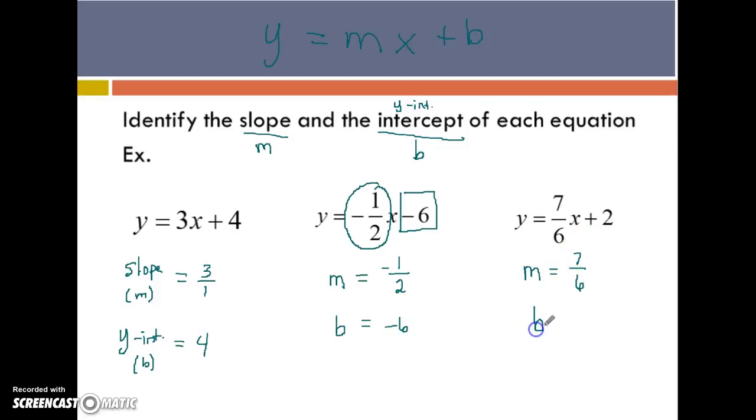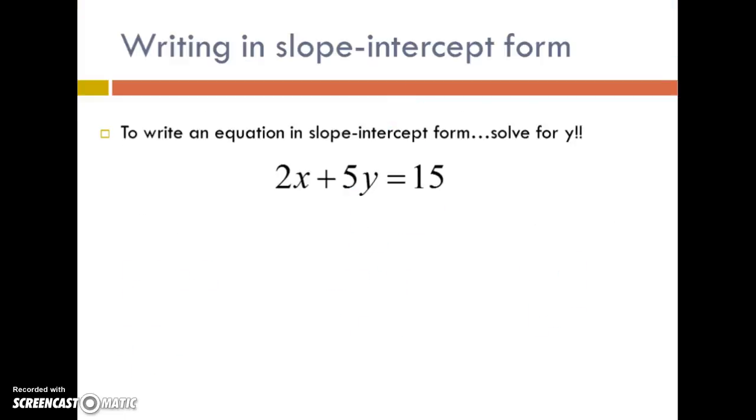And then our y-intercept, again, that's noted with b. The y-intercept, or where it's crossing our y-axis, it's a positive 2. So it's crossing our y-axis at a positive 2. And then one last example to get into the main part of this lesson.